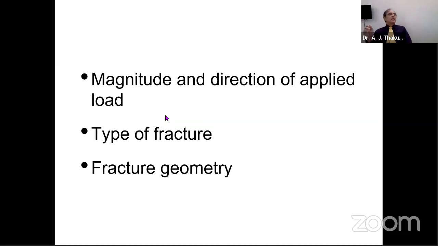Movement is fine, but the magnitude and direction of the applied load or the force on the fragment are important. Magnitude is the amount. You apply less load, or full load of the body, or partial load of the body, and the direction in which it is applied. The type of fracture and the fracture geometry are also important. Type of fracture: if it's a compound fracture with a lot of soft tissue injury, it is going to take longer. If it's a closed fracture, it is going to form callus faster. Fracture geometry: we just now considered a comminuted fracture. It will heal faster because it tolerates more movement.